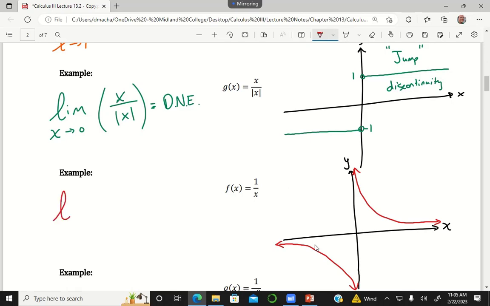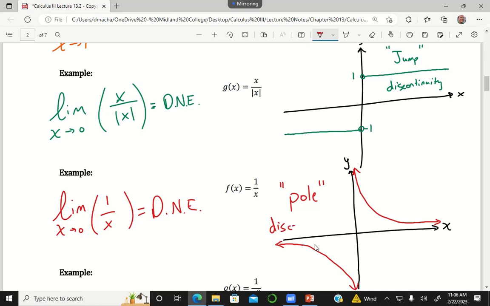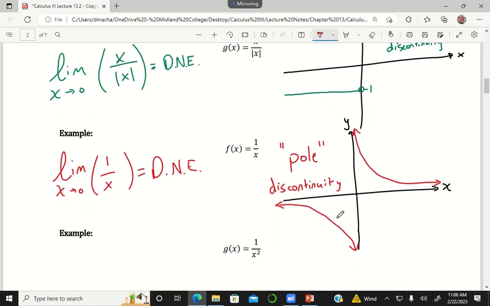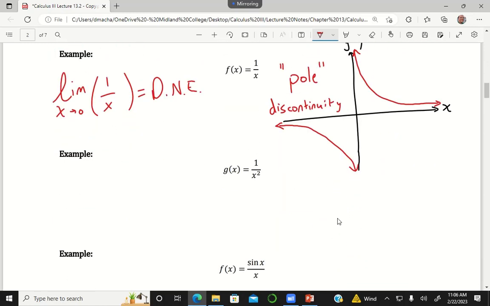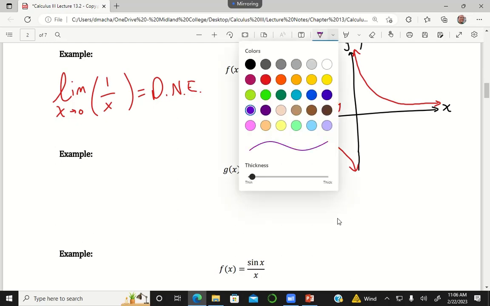And so if I were to ask you about this limit as x approaches 0 of 1 over x, again, I would say that this does not exist because the right side limit is going to plus infinity, the left side limit is going to negative infinity, and this is what I call a pole. The next example has another kind of pole.